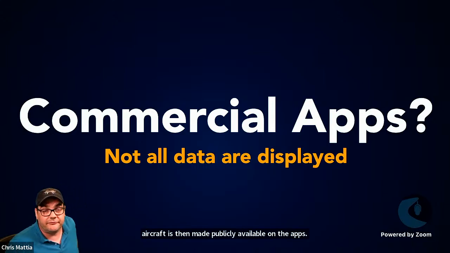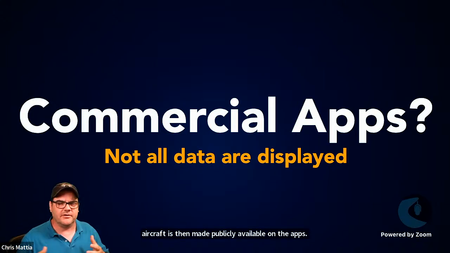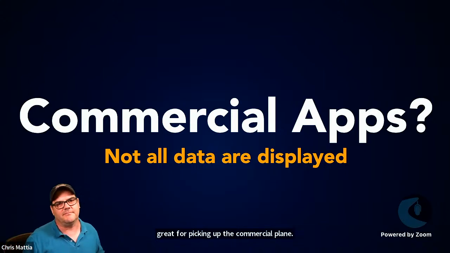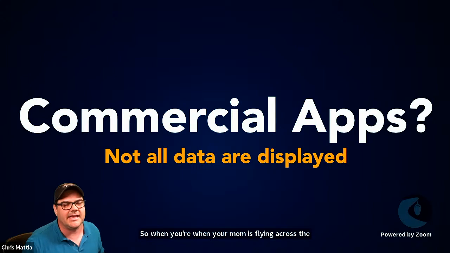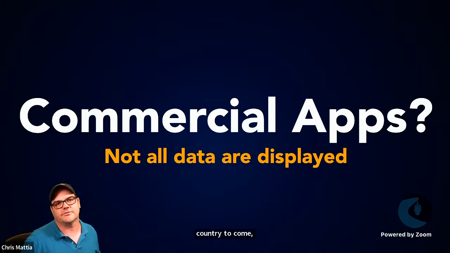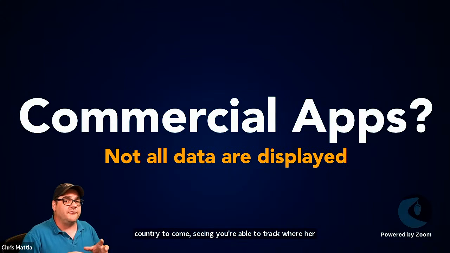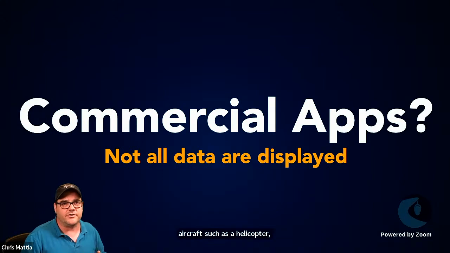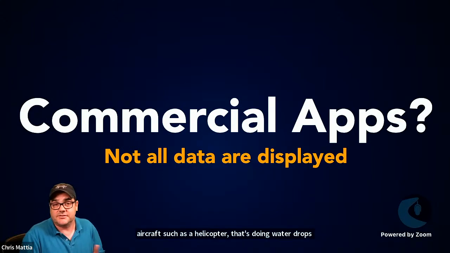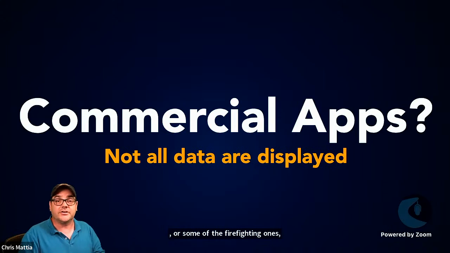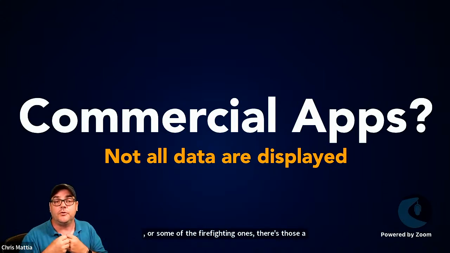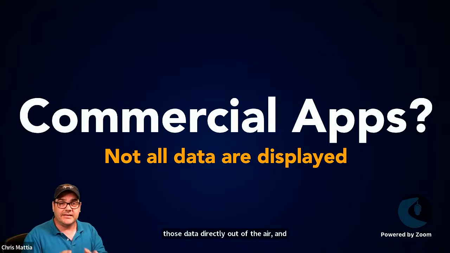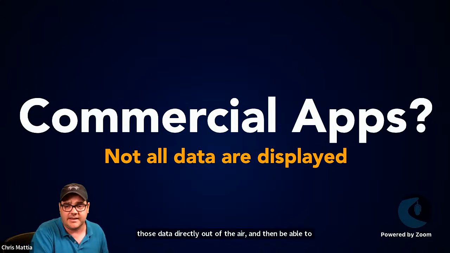So while you may have a good flight tracker app that's great for picking up the commercial plane, so when your mom is flying across the country to come see you, and you're able to track where her plane's coming in at, and that it's arriving and those sorts of things, that works great. But if you're in a situation where you have an emergency aircraft, such as a helicopter that's doing water drops, or some of the firefighting ones, and there's a variety of other aircraft that are not tracked by that, being able to pull that data directly out of the air and then to be able to use it is one of those superpowers that you have as a ham radio operator.